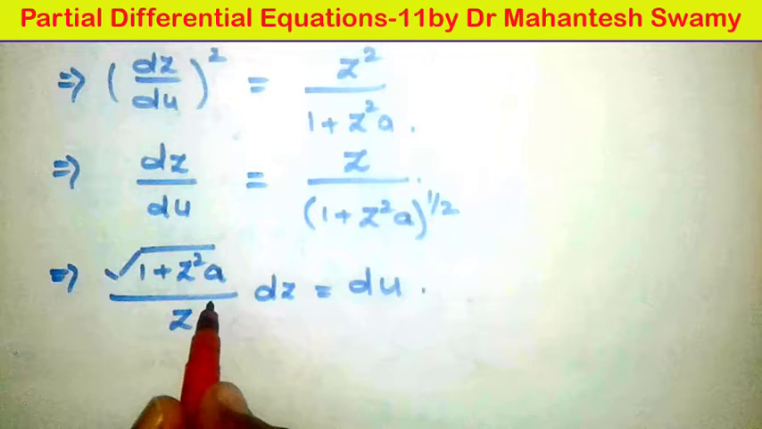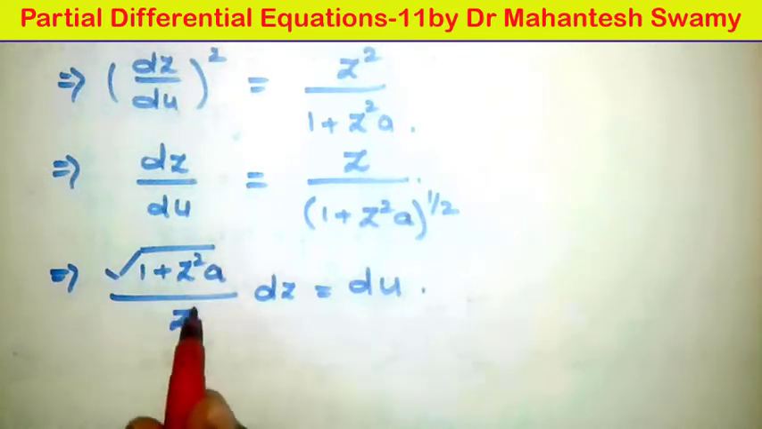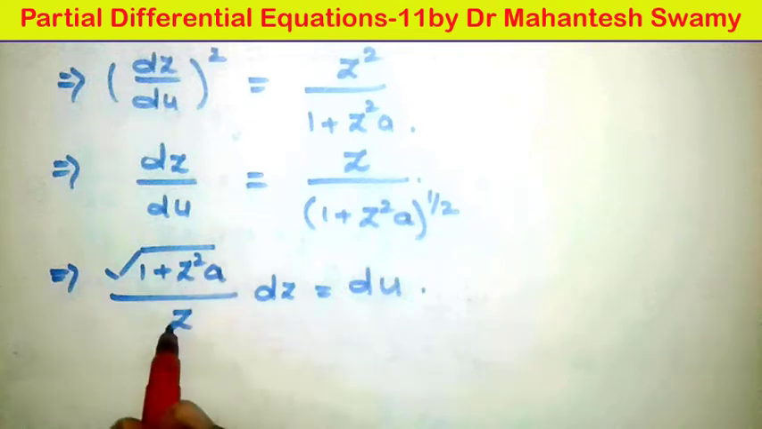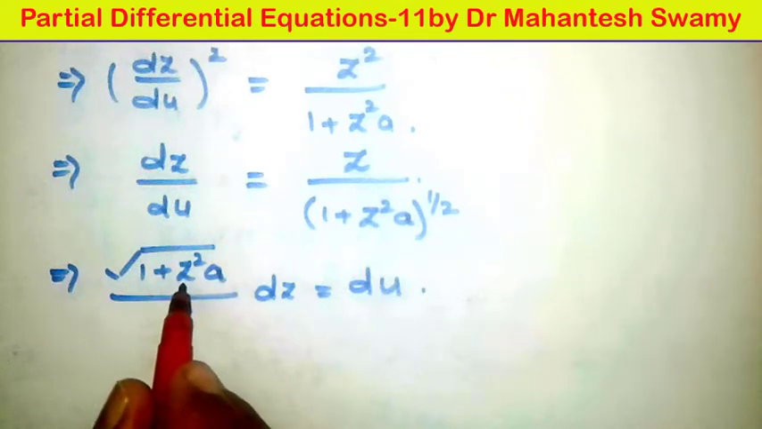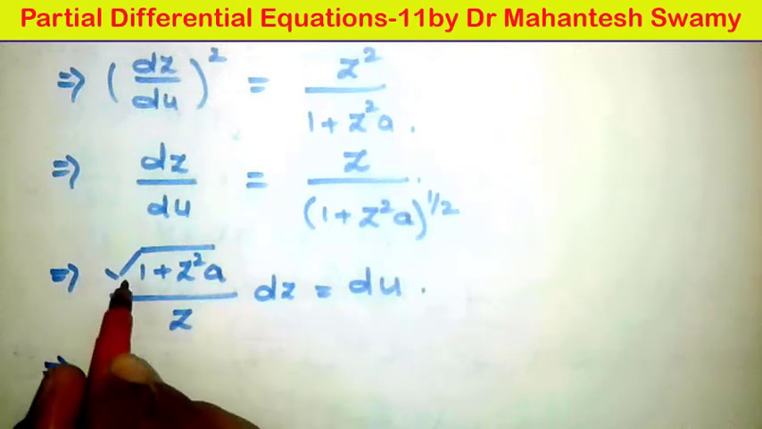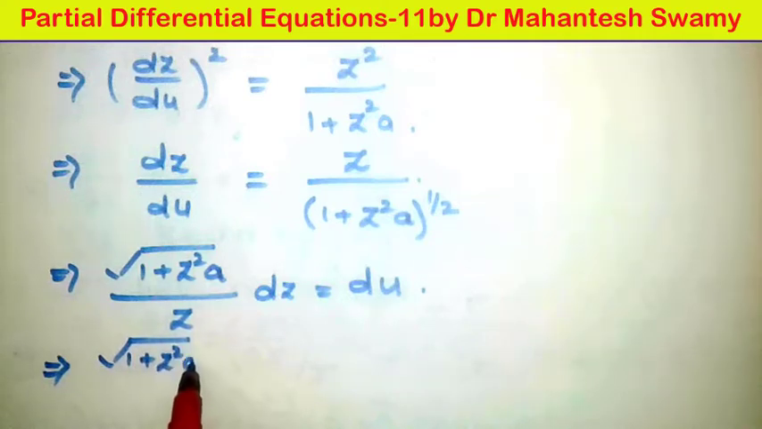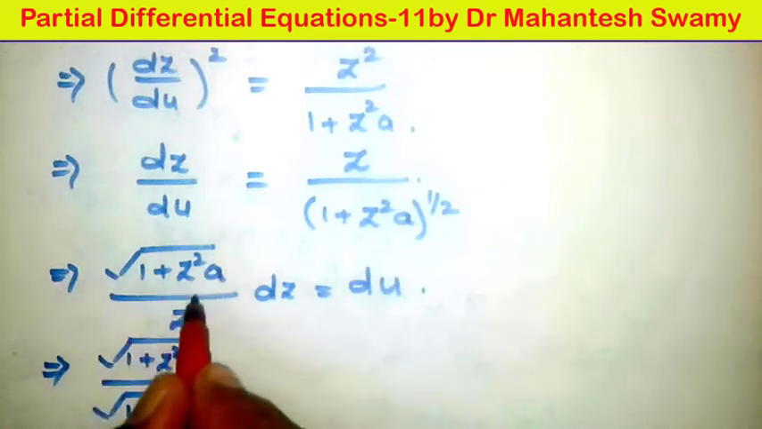So before going to integrate, let us simplify this term on LHS. So here root divided by root 1 plus z square a divided by z is there. So it is better to rationalize the numerator. So in order to rationalize the numerator, multiply by root of 1 plus z square a and divide by the same quantity.